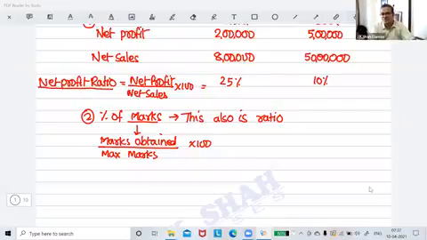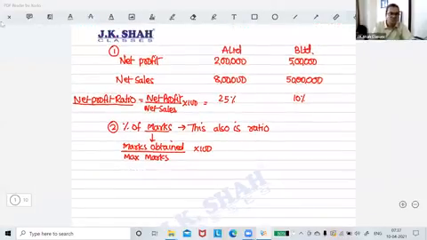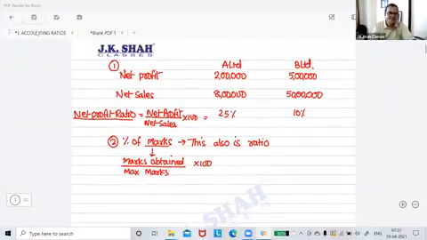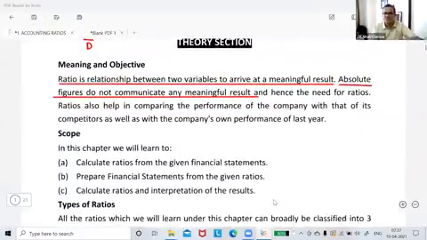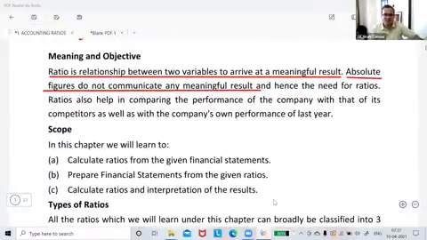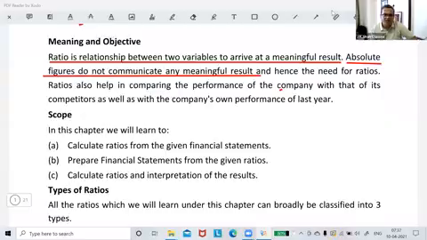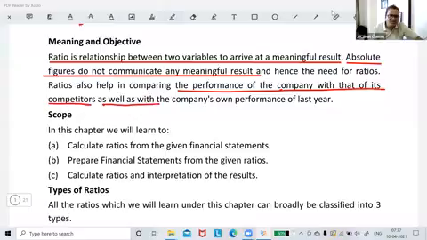Okay. Fine. So let's go ahead. I hope this point is also clear, that a company can compare its performance with that of its competitors, as well as with the company's own past performance. Right? Now, what will we do in this topic?